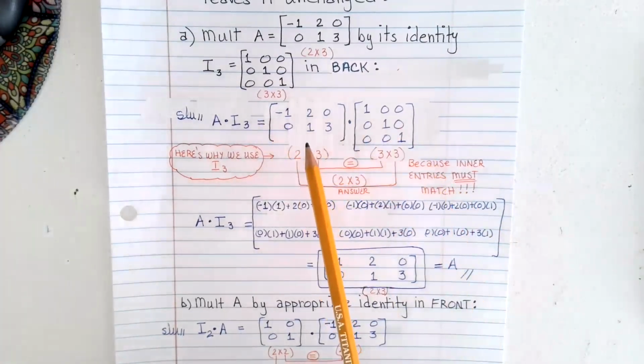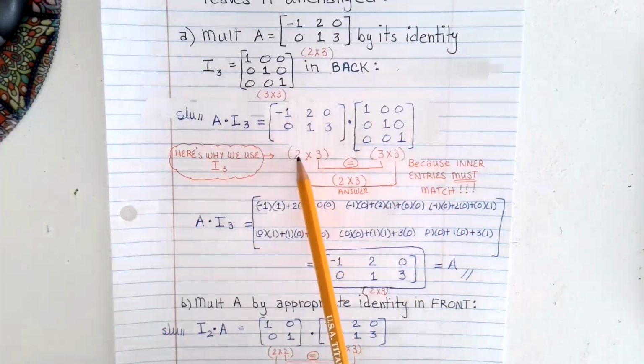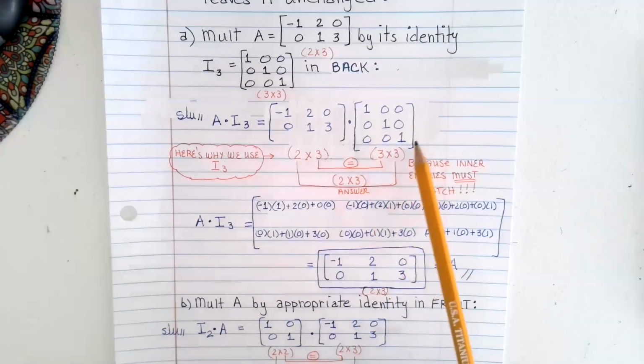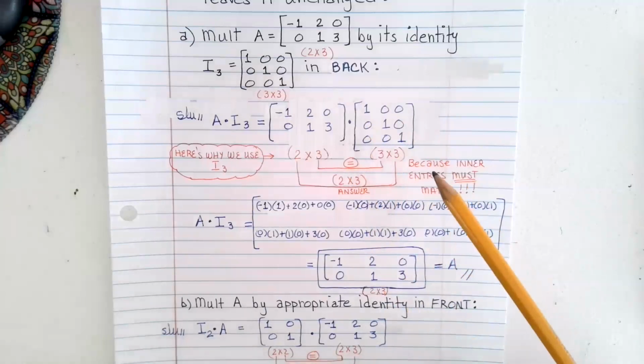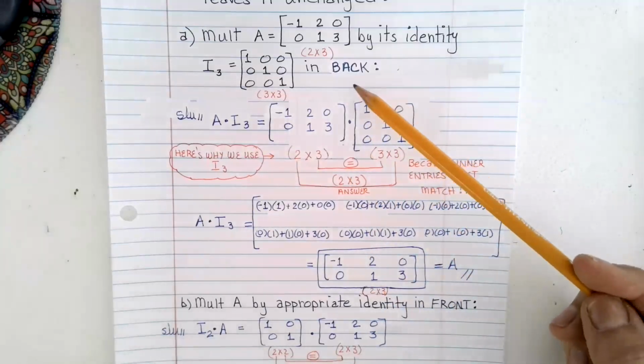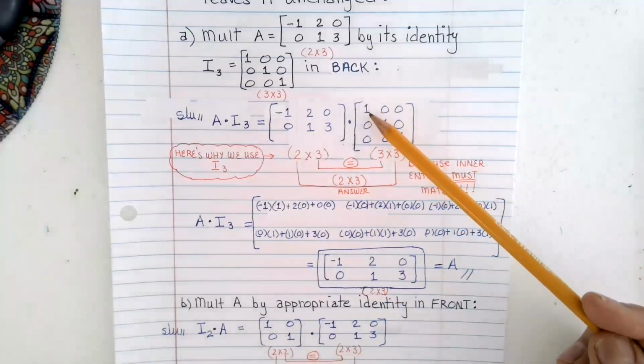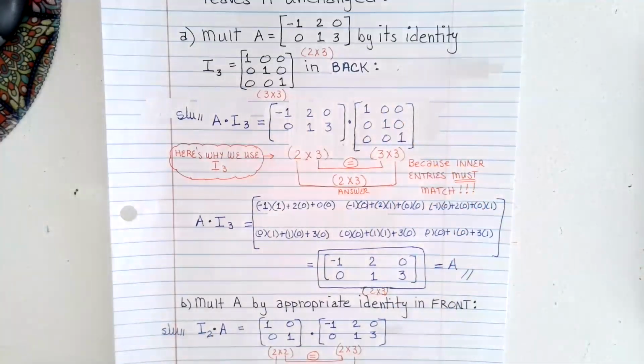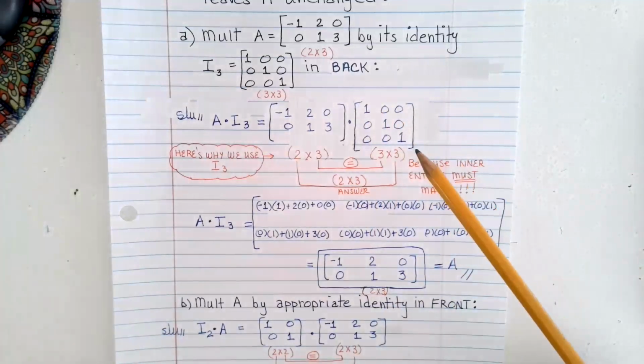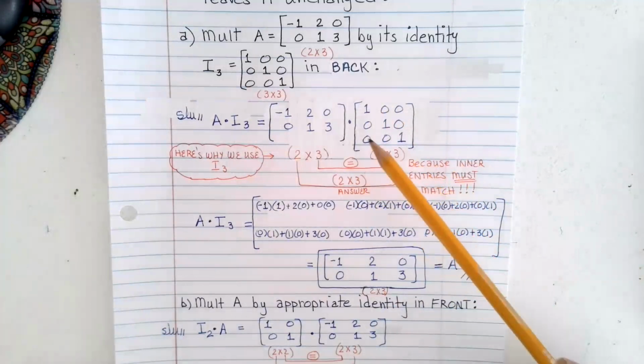Because if you set it up, here's our capital A matrix at 2 by 3, and you're going to put some identity matrix. Now, the only qualification to be an identity matrix is that it has 1s on the diagonal and 0 everywhere else. But it could be a 2 by 2, a 3 by 3, a 4 by 4. It has to be a square matrix. It has to have the same number of rows as columns. All identity matrices do. But which one do we choose here?